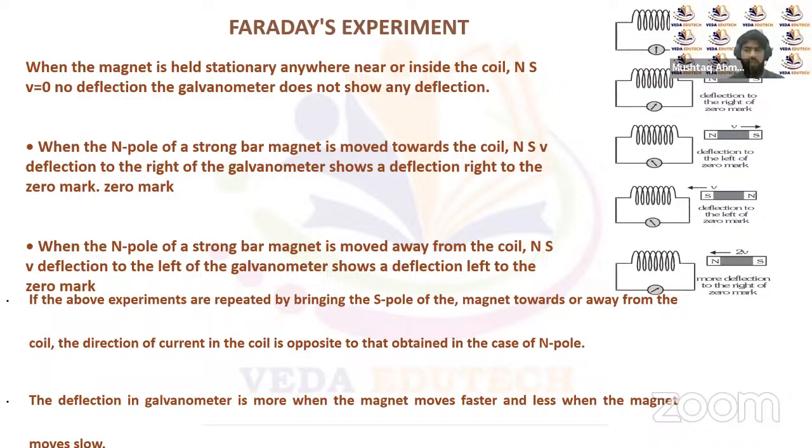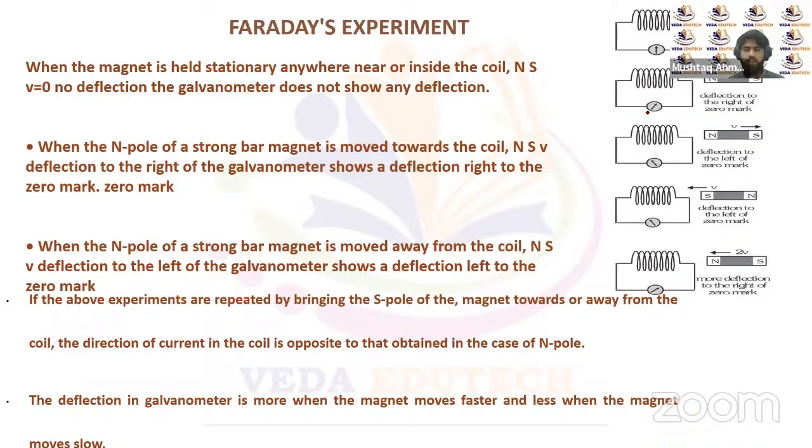In the second way, he used a very strong bar magnet, a bar magnet of high intense magnetic field. When the north pole of this bar magnet was moved towards the coil with some speed, he observed that there is some deflection shown by the galvanometer, and this deflection was towards the right of the zero mark.